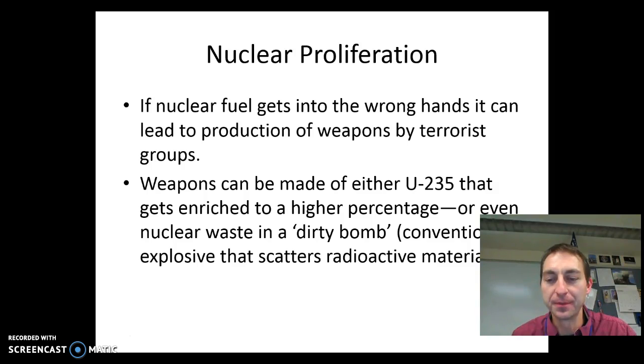The other big nuclear accident is Fukushima in Japan in 2011, and we'll see if we can talk a little bit more about that one in class.